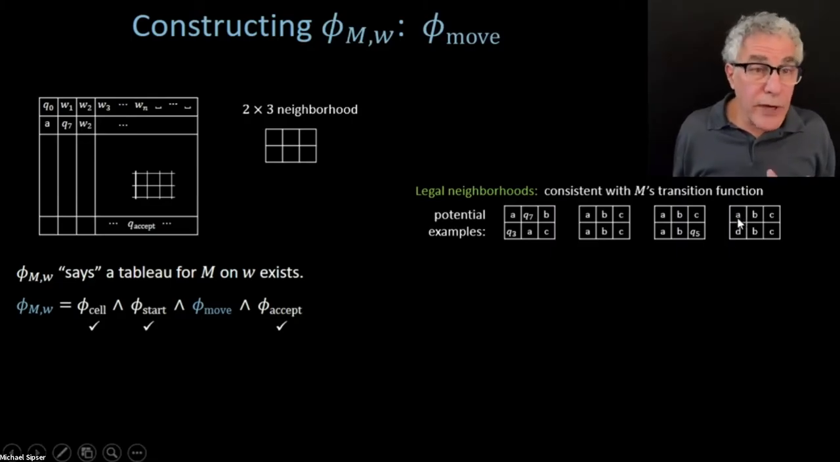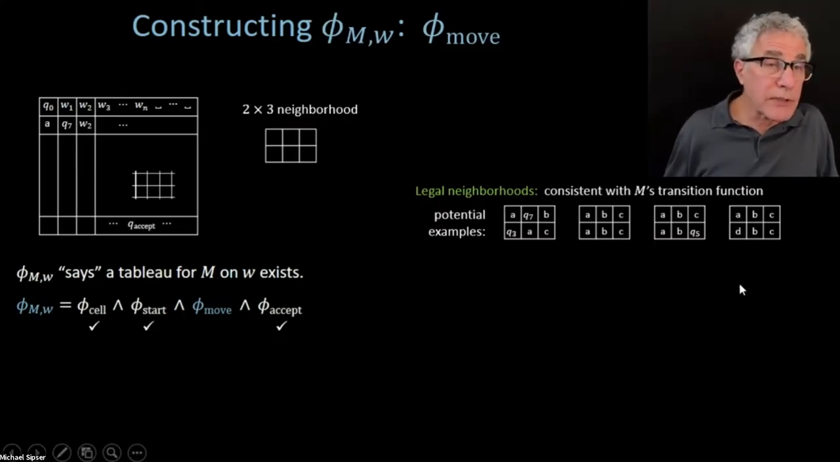And here is another kind of weird legal neighborhood. If you have A, B, C, and then the A changes to a D, that could also be a legal neighborhood if the machine transition function allows an A to get converted to a D when there is some state reading that A, and that state also moves its head left. So it doesn't move into this picture. So those are examples of legal neighborhoods.